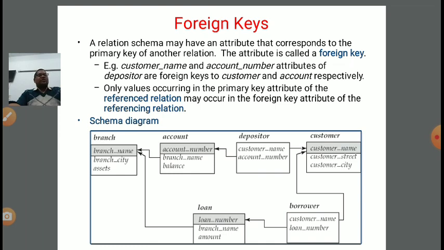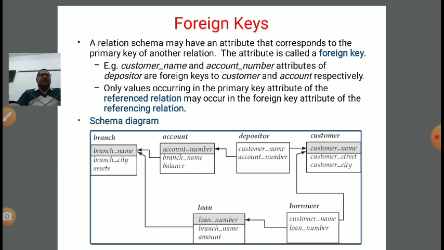Now, if I want to summarize the depositor table, we can say it contains those customer names with their account numbers who have an account in the bank. Similarly, the borrower table has two foreign key entries, customer name and loan number. So the borrower table has those customer names which borrowed some loan from the bank.